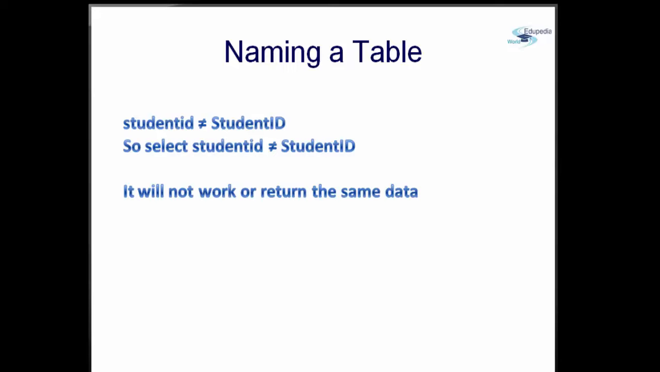What about the naming of a table? Here the student ID in lowercase will not be equal to the student ID with ID in uppercase and S in uppercase. So while naming a table, we have to be really careful what name we are giving, and the same name has to be recalled or given in the query. So when you give a query select from student ID, it will not be an equal query to select from student ID with uppercase. So it will not work or return the same data for us.